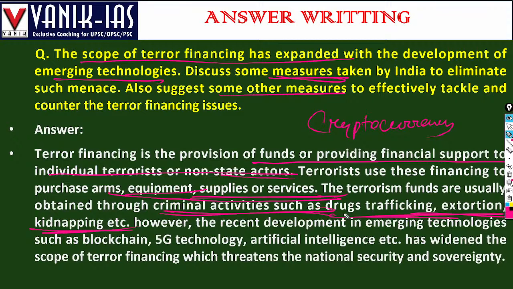However, the recent development in emerging technologies such as blockchain, 5G technology and artificial intelligence has widened the scope of terror financing. Blockchain technology means the application is cryptocurrency. All these things have widened the scope of terror financing, which threatens national security and sovereignty.